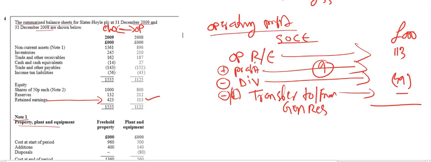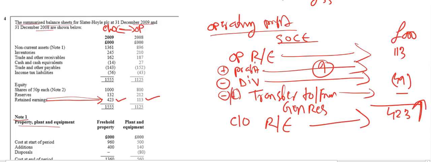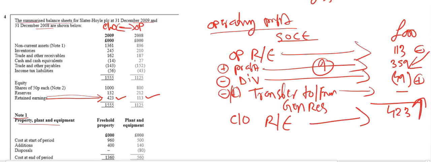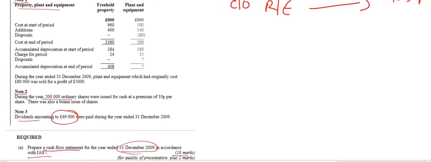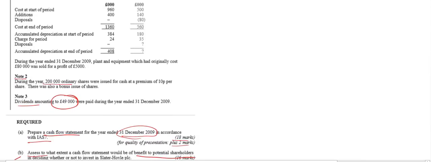What you're supposed to get is your closing retained earnings over here. What is your closing retained earnings? There we go, your closing retained earnings is 423. Work backwards: the 49 becomes plus, the 113 becomes minus. We get our answer over here, which is 359, our profit. Now, there are 5 marks for your operating profit. We still didn't get our operating profit. We still have to work a little bit more. How do you do it? We just got our profit for the year, so we need an operating profit.